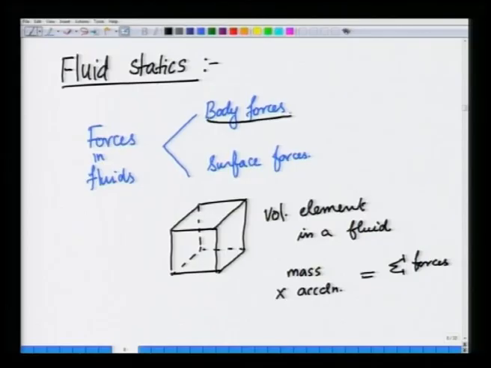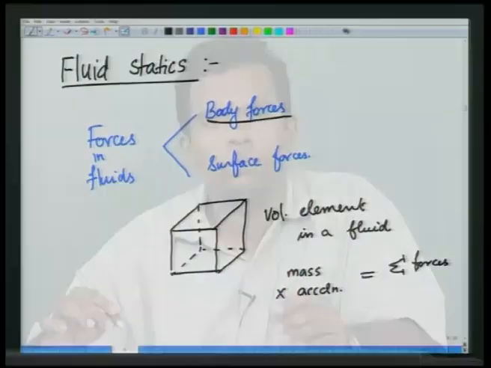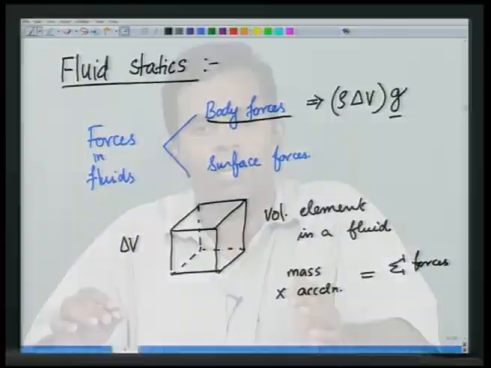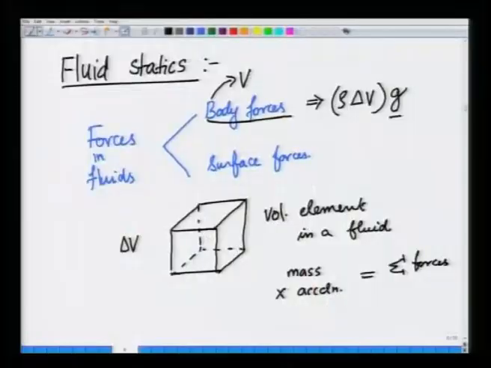One force that is known to us is called the body force. The body force acts through the entire volume of the fluid. A well known example is that of gravitational force. Suppose the volume of the volume element is delta V, then the mass of this volume element is rho times delta V, times the acceleration due to gravity g, which is a vector. This gives you a body force that acts through the entire volume of the fluid. These are called body forces, or sometimes they are also referred to as volume forces.